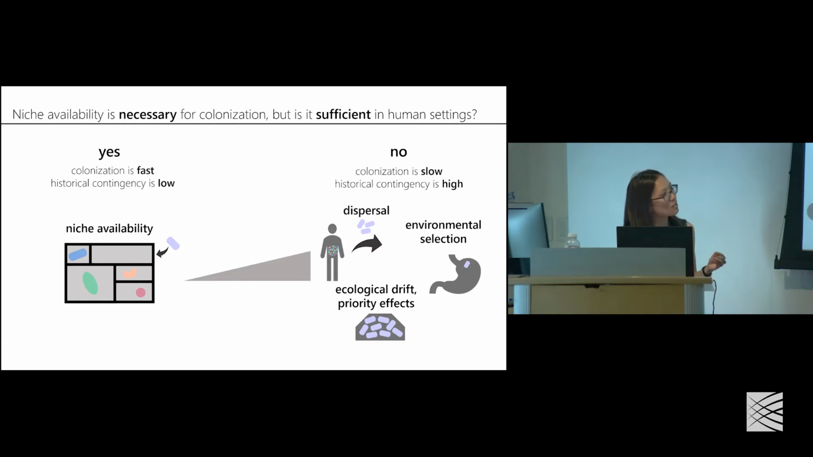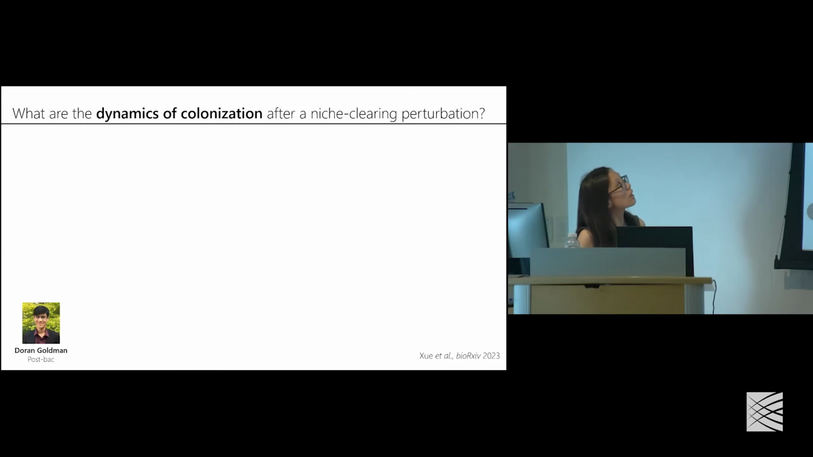And in this case, you would expect that even if niches are available in the gut microbiome, colonization may still be quite slow, and the historical contingency of colonization might be quite high, simply because you don't have the same microbes reaching the gut, or resident microbes may just have really strong advantages over any new colonizers. And so in my work, we sought to distinguish between these two different views of colonization. To do that, we set up a study to evaluate the dynamics of colonization after a niche clearing perturbation.